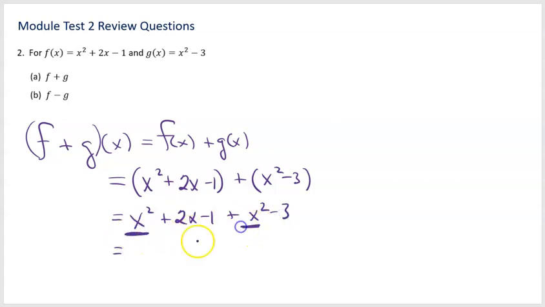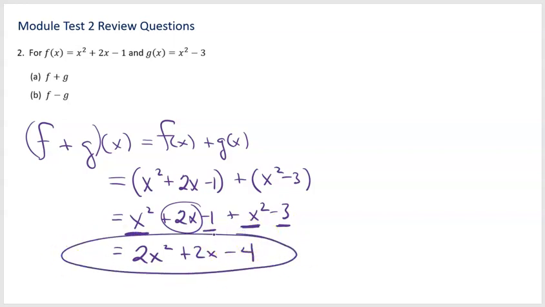1x squared plus 1x squared is 2x squared. 2x, and we don't have another x over here, so I'm going to bring down the 2x, and then negative 1 plus a negative 3 is negative 4. So f plus g of x is 2x squared plus 2x minus 4. Now let's do f minus g.